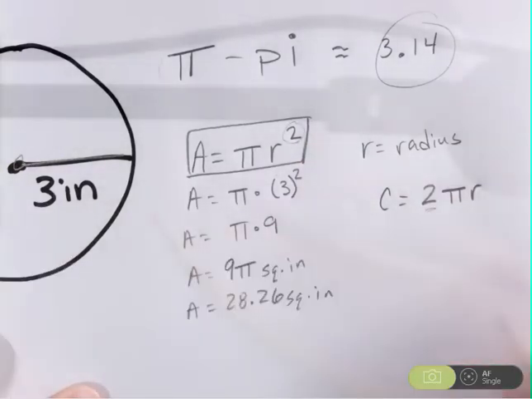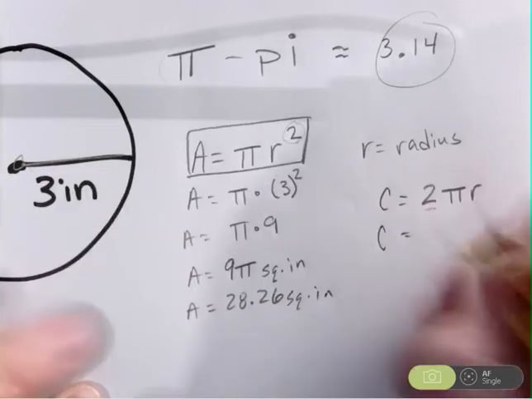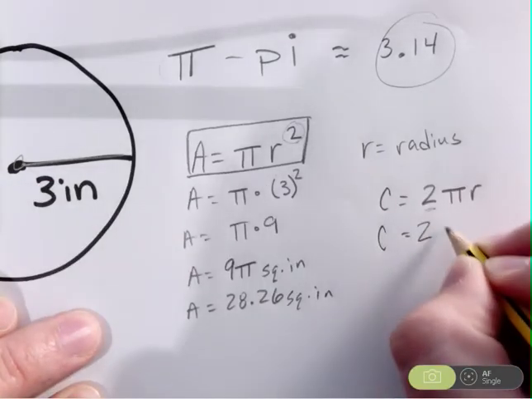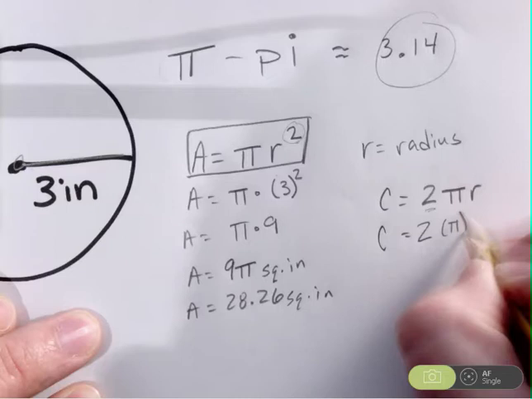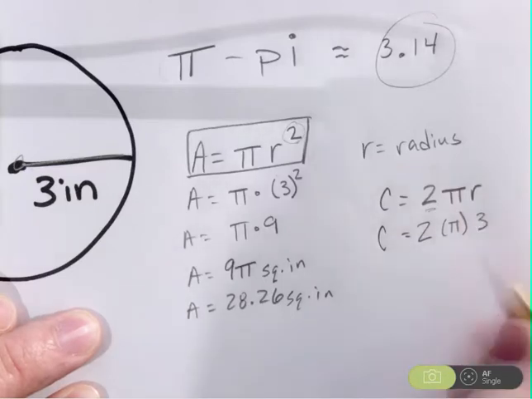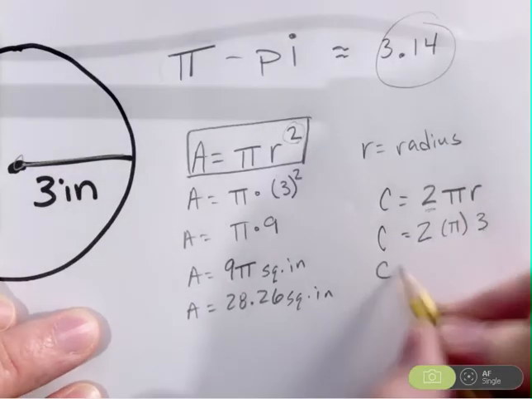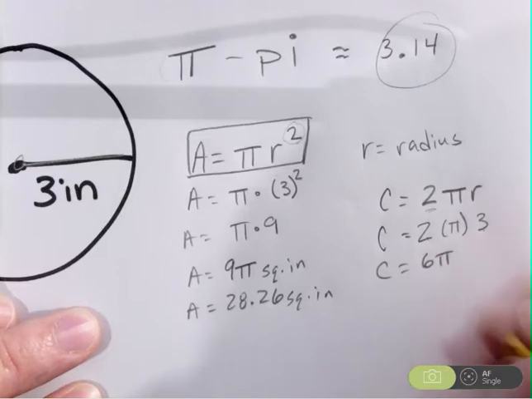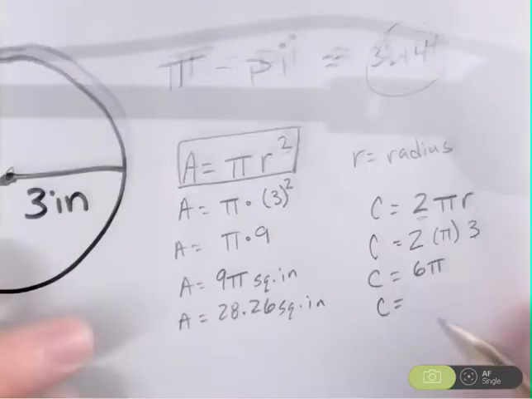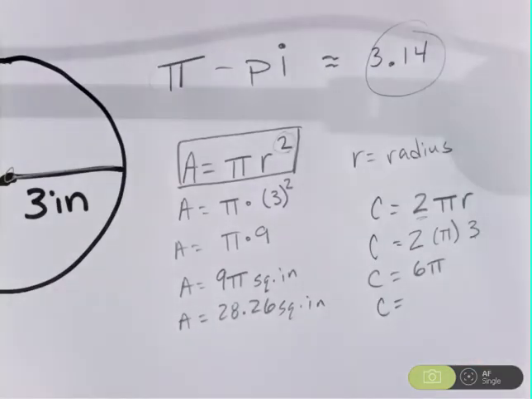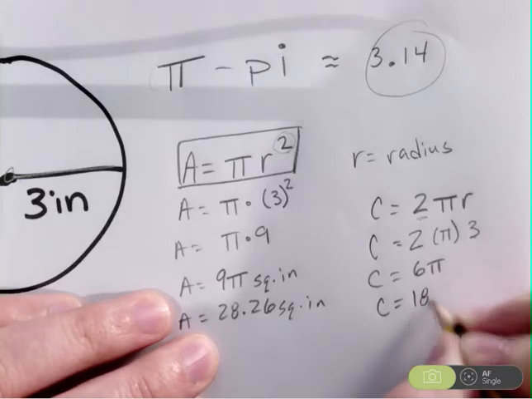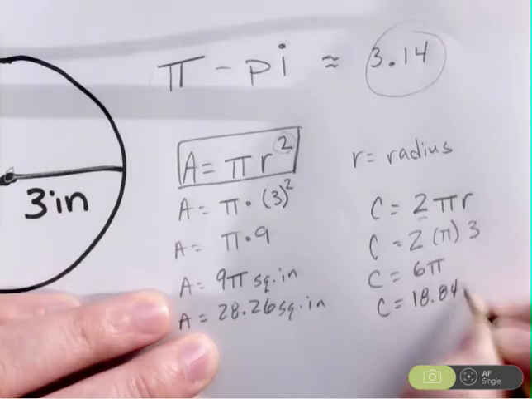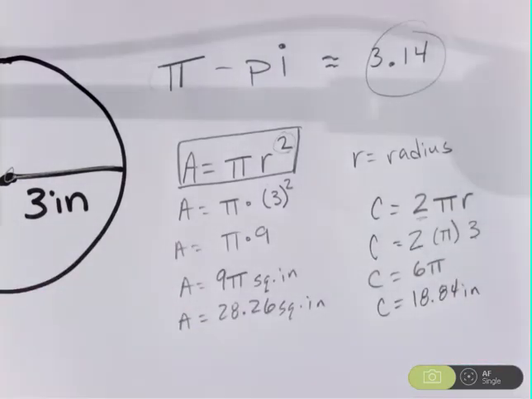So the circumference of this one: circumference equals 2 times pi times the radius, which is 3. Now, 2 times 3 is 6. So this is 6 pi. So 6 times 3.14 is 18.84 inches.